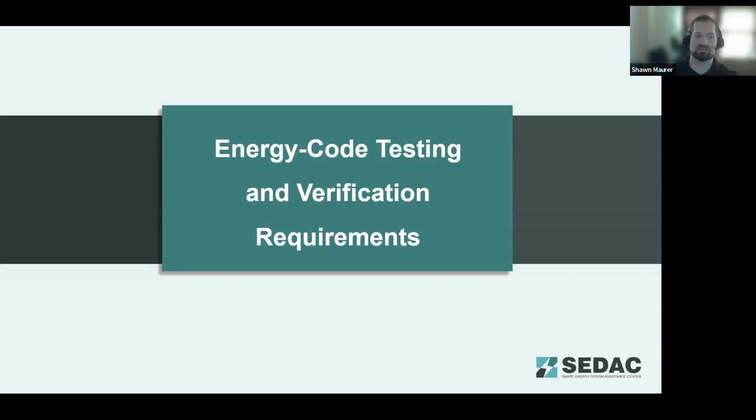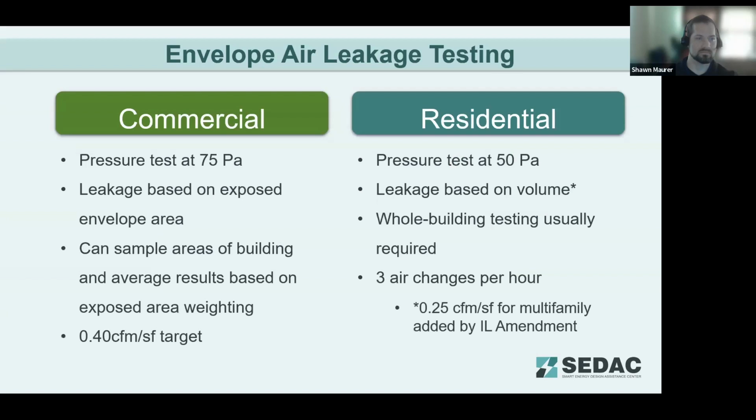So now we'll get into, we touched on what sections of the code require testing and verification. So now we'll dig into the actual testing and verification requirements a bit here. For envelope air leakage testing, for commercial buildings, it's a slightly higher pressure than residential. You're testing at 75 pascals, whereas residential, you're testing at 50 pascals. For commercial buildings, leakage is based on exposed envelope area, whereas residential, it's based on volume. So you're doing air changes per hour at 50 pascals.